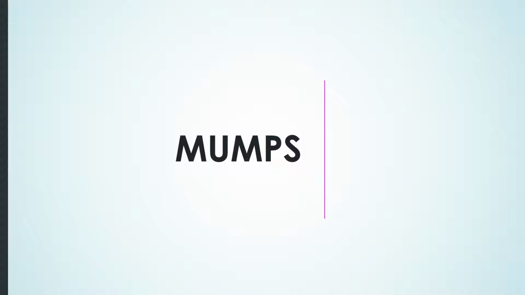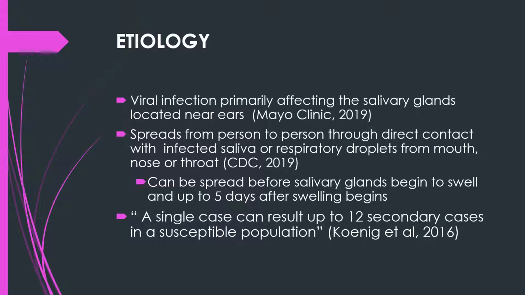Okay, so now talking about mumps. So, etiology. Same as measles, it's a viral infection, but this time it primarily affects the salivary glands located near the ears. It spreads from person to person through direct contact with infected saliva or respiratory droplets from the mouth, nose, or the throat. And it can be spread before the salivary glands begin to swell and up to 5 days after the swelling begins.